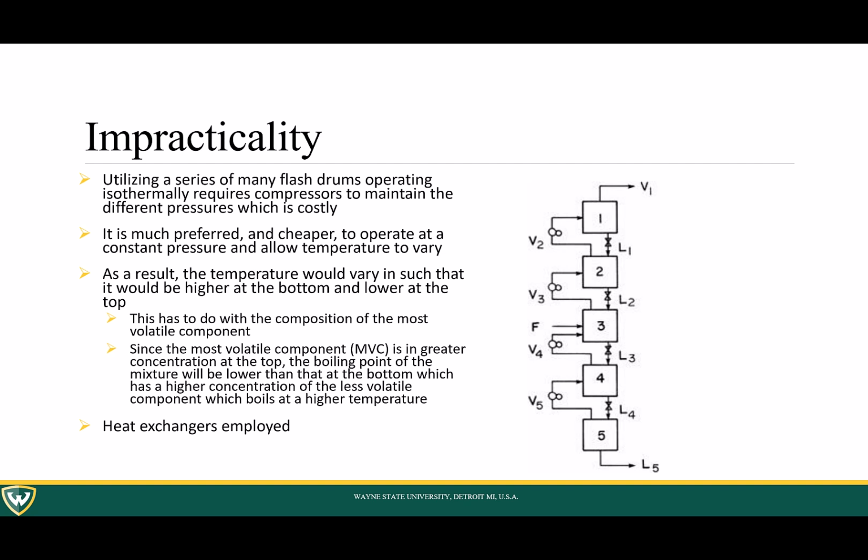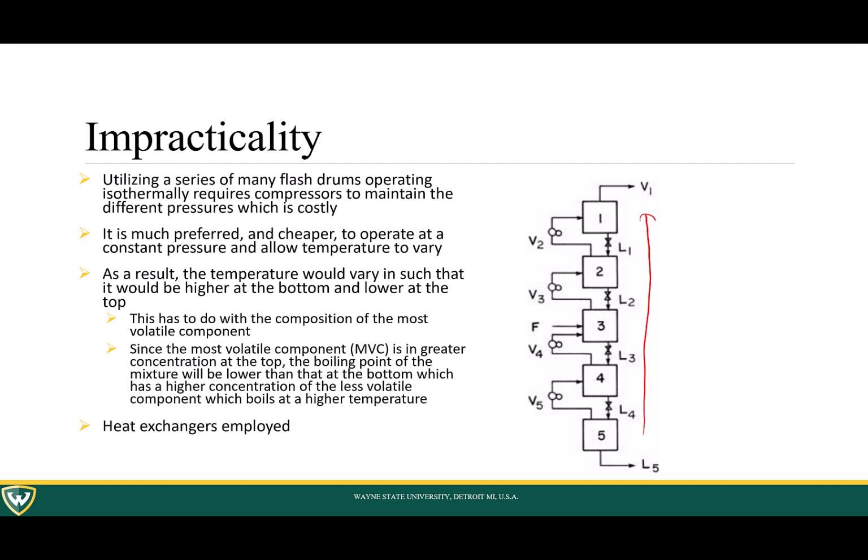So at drum 1, we would have P1, which is greater than P2, which is greater than P3, and so forth. That's because you have a higher concentration of your most volatile component up here. Your most volatile component is the one that wants to have a higher vapor pressure, so it wants to boil off faster. So you need to have a higher pressure to prevent it from boiling off. So you would essentially get an increase in pressure this way.